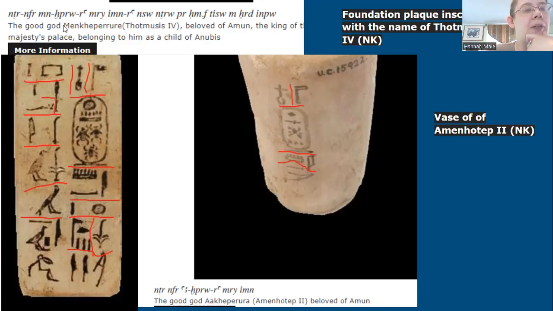We then have one of the names of Tutmosis IV, which is Men Kep-Eru. So Men Kep-Eru in this cartouche here. And then we have the next chunk, which is beloved of Moon. So this is another case where I think you see that honorary transposition coming into play.